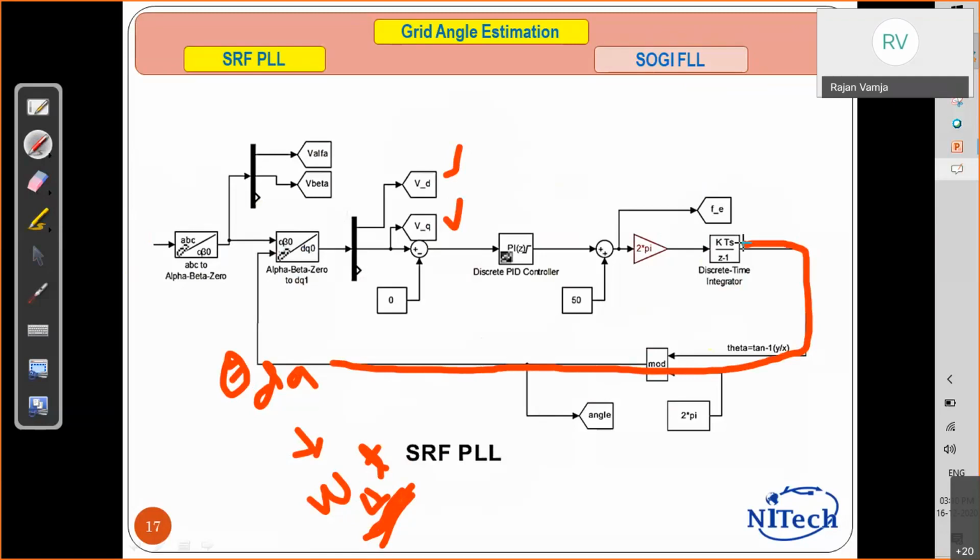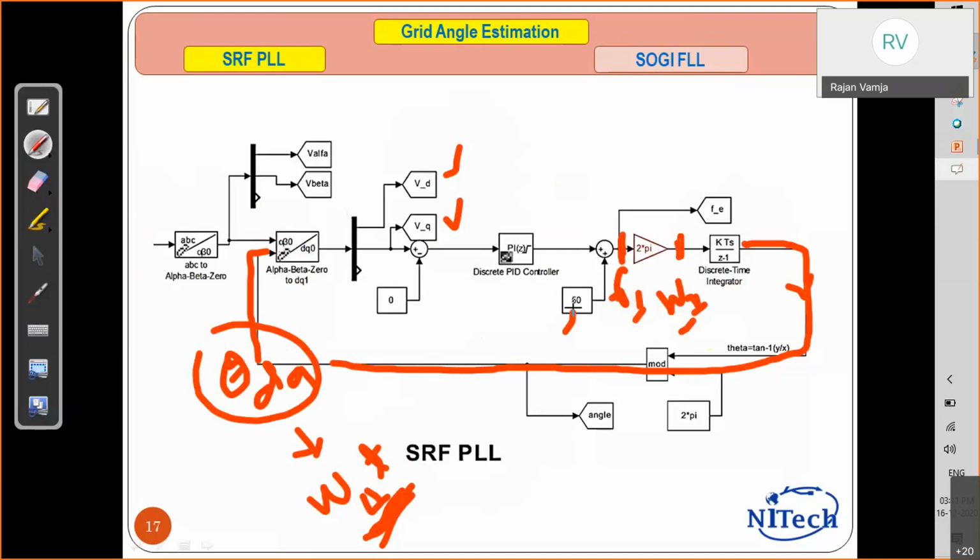So when omega 1 is integrated, it will become omega t, and that omega t becomes theta dq. So now, f1 we are multiplying by 2 pi, so we are getting omega 1. That is in radian, nothing else. We are just changing to radians to get this angle theta dq as omega t in radian terms. Okay. But here some feed forward we have added.